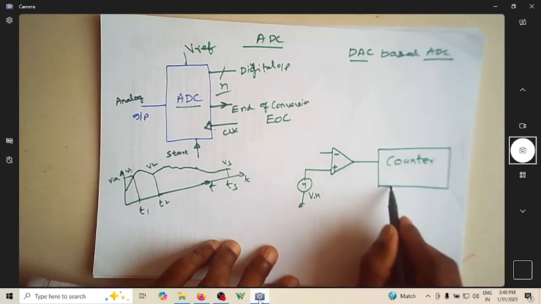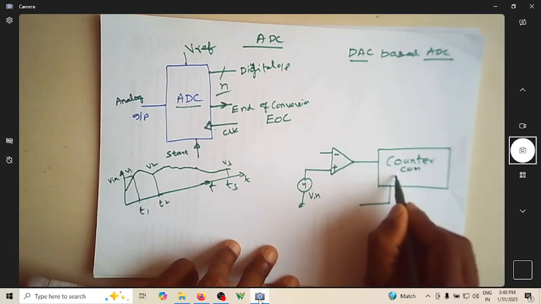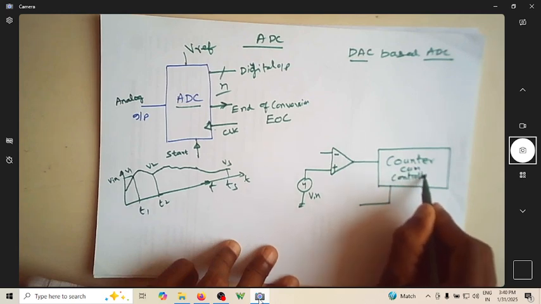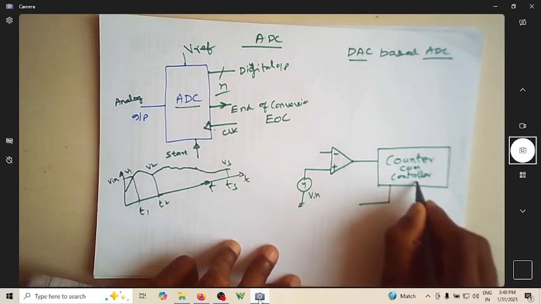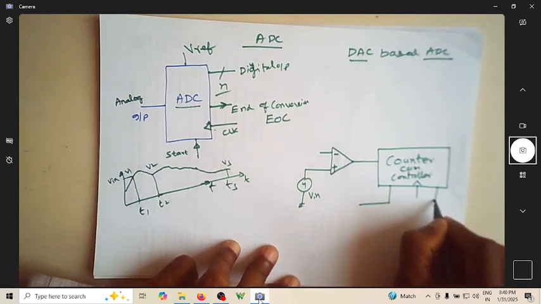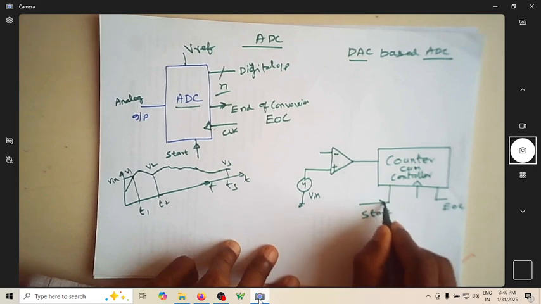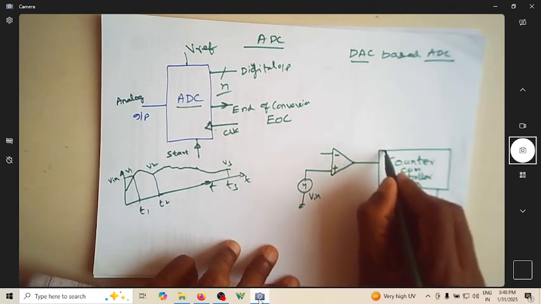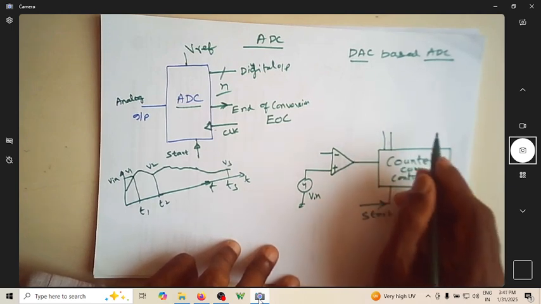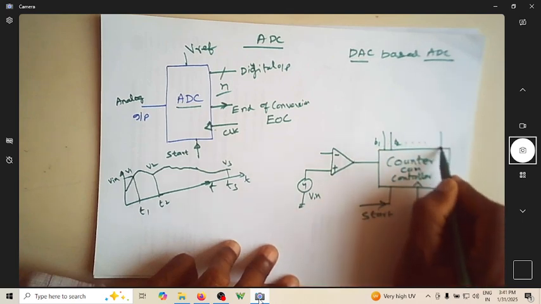This is a counter, and I'll have a counter cum controller. This is not simply a counter; it also controls when to allow the start of conversion, when to allow the clock, and when to give the EOC signal. So this is end of conversion, this is start, this is input, this is output, and you have the digital counter output. The counter is a digital counter, so let me say it as B1, B2, and so on up to Bn.